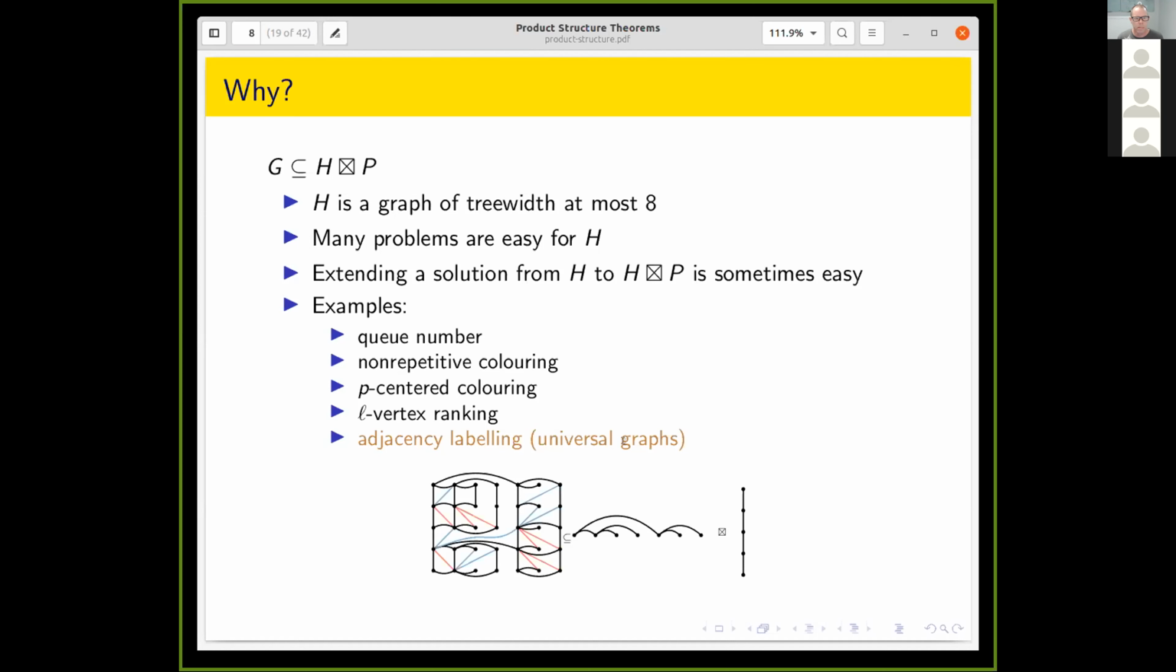And this last one is in a slightly different color because I think that one falls outside the realm of extending the solution from H to H times P being easy. That was a more involved extension.